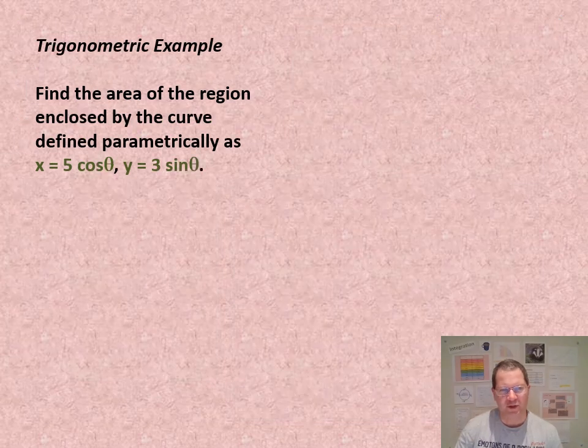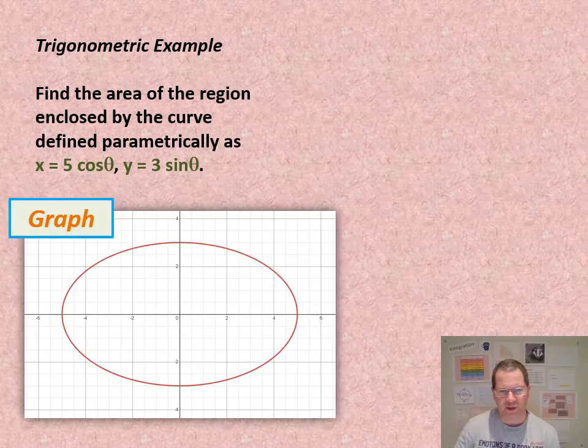And now we're going to look at a trigonometric example. Find the area of the region enclosed by the curve defined parametrically as x equals 5 cos theta, y equals 3 sine theta. So when we plot the graph of this, we get an ellipse. It crosses the x-axis at -5 and +5, and it crosses the y-axis at -3 and +3.